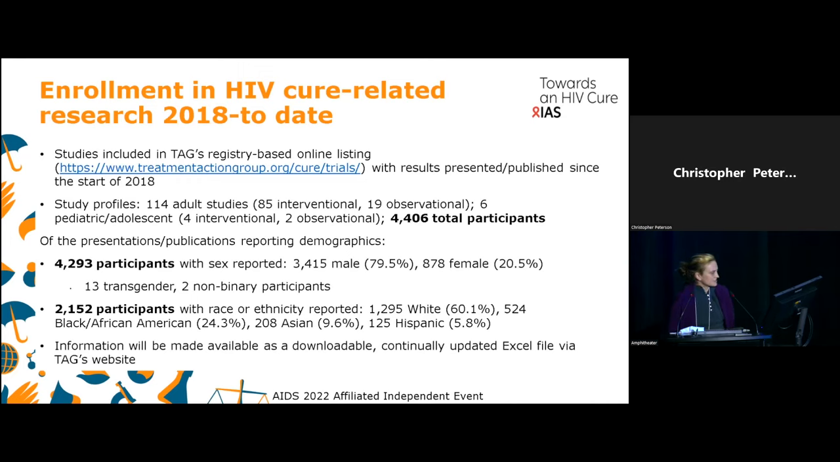In terms of race or ethnicity, I'd like to call your attention to the difference between 2,152 participants whose race or ethnicity was reported and the 4,400 total participants. So that's about 2,300 participants whose race or ethnicity was not reported. But when it was reported, 60.1% of participants were white. And so this information in detail with links to the publications and presentations will be made available as a downloadable and continually updated Excel file via the TAG website. So I encourage folks to take a look at that as your interest calls you to.